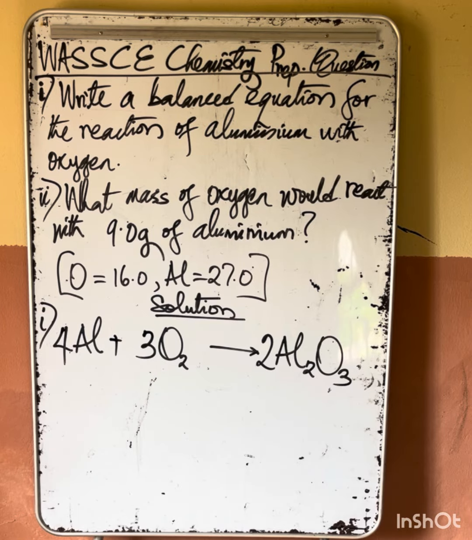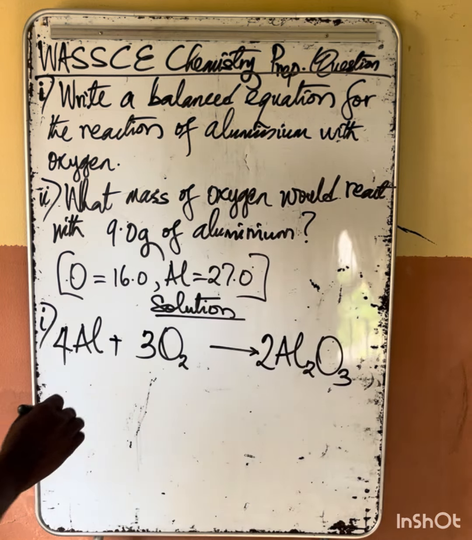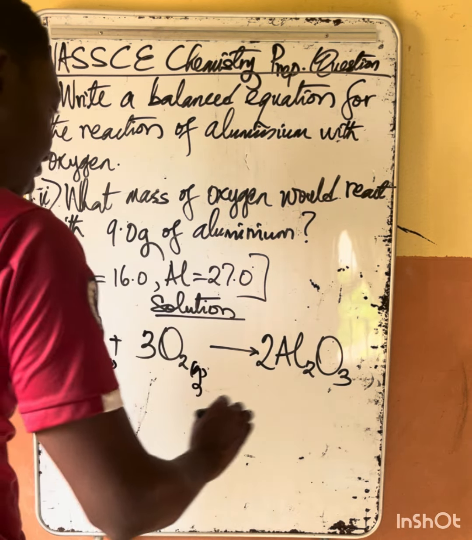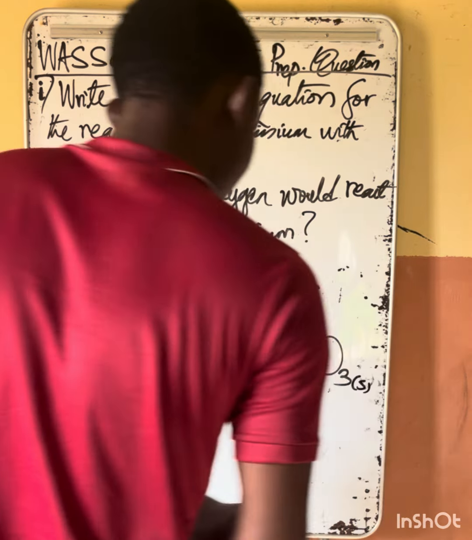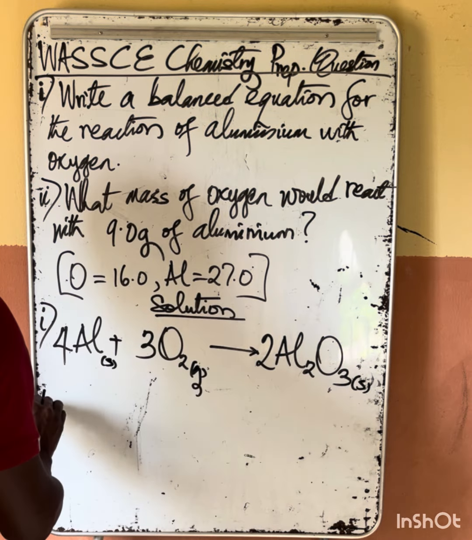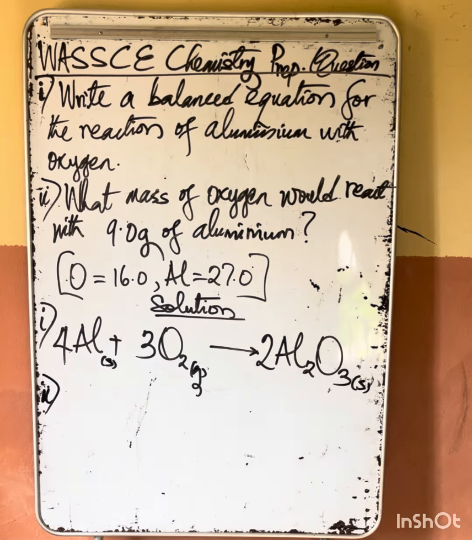You can include state symbols if you are sure. If you are not sure, please ignore the state symbols. This is solid, this is gas, and this is solid. If you are not sure, please leave the state symbols. Why? If you put the wrong state symbol, I'm sorry, you'll be penalized for doing so. So let's go to sub number 2 of this question.